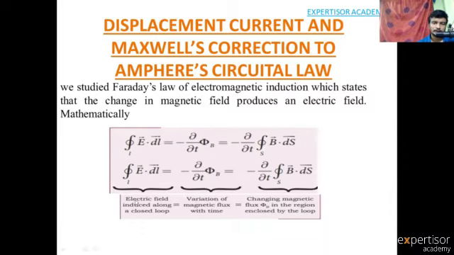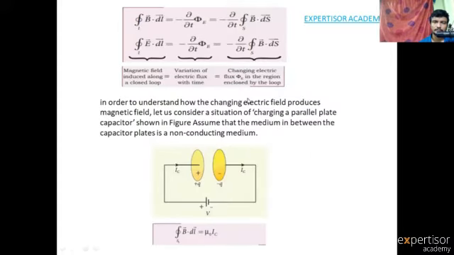So this part is the electric field induced along the closed loop. This one is equal to the variation of magnetic flux with time. So the change in magnetic flux with time is equal to the induced electric field. So these both are equal to the changing magnetic flux phi B in the region enclosed by the loop.